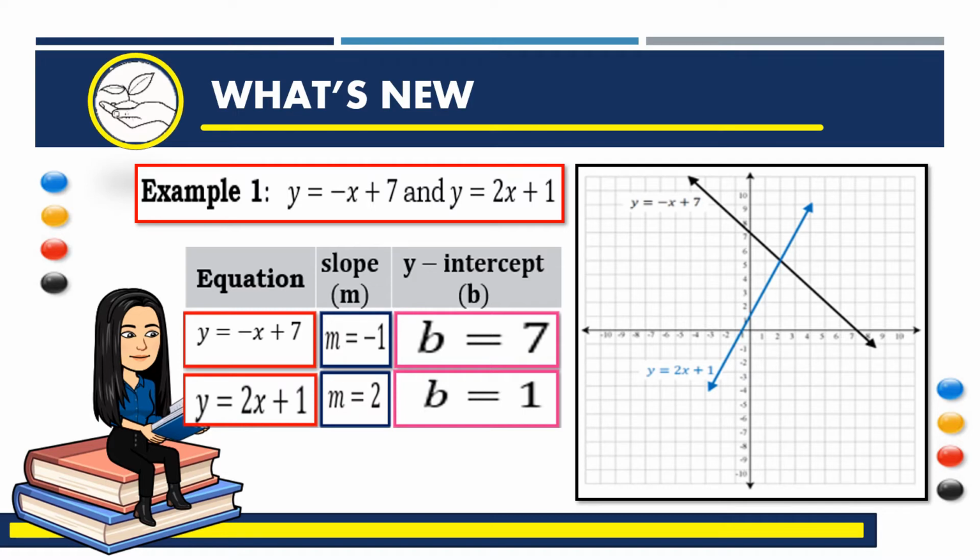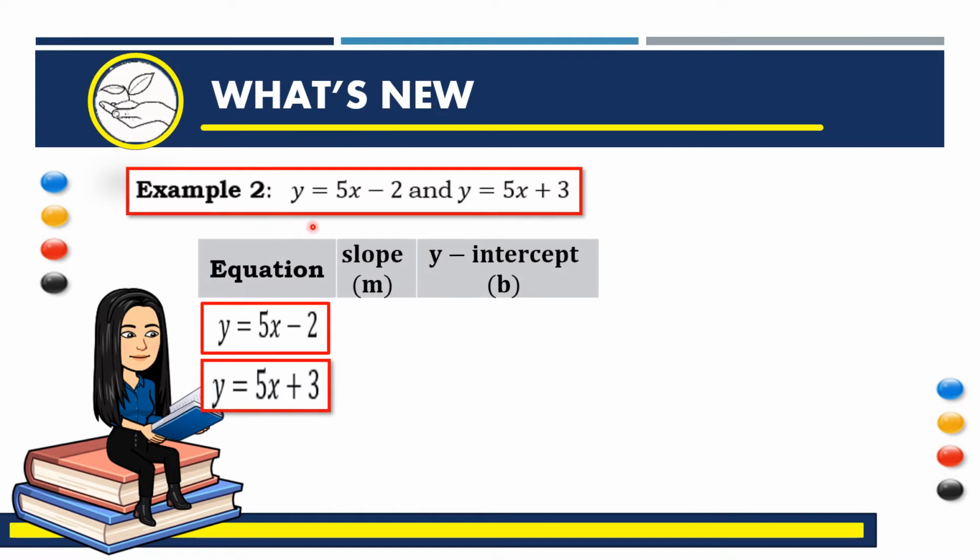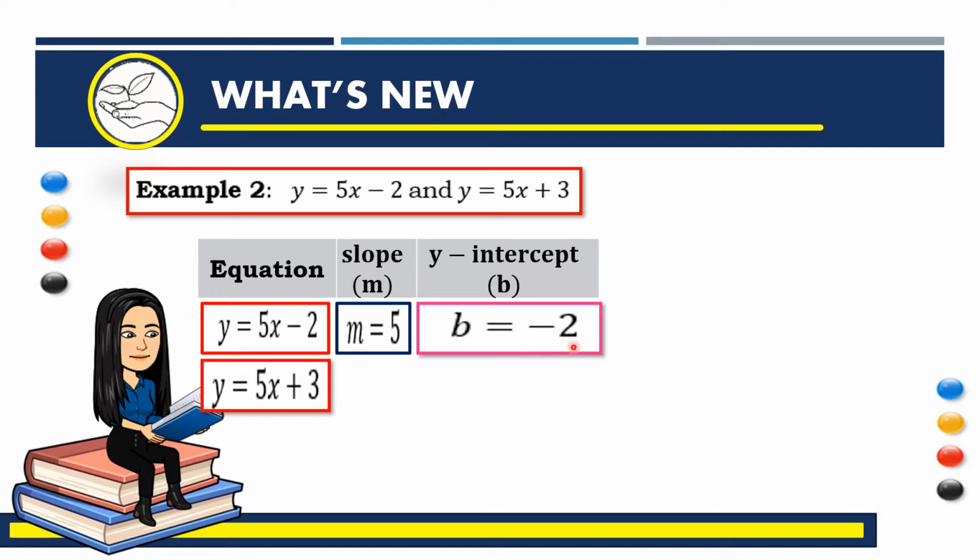Do you think it was easy? Now let's have another example. Let's have example 2: y is equal to 5x minus 2 and y is equal to 5x plus 3. So for the equation y is equal to 5x minus 2, what do you think is the slope? Yes, it's positive 5. How about the y-intercept? Alright, it's correct. It's negative 2.